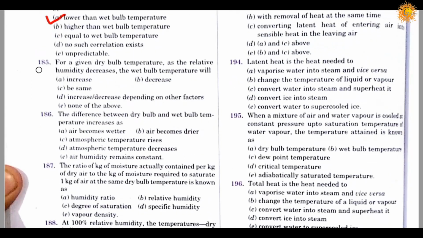Question number 185. For a given dry bulb temperature, as the relative humidity decreases, the wet bulb temperature will: option A, increase; option B, decrease; option C, be the same; option D, increase or decrease depending on other factors; option E, none of the above. So the correct answer is B, it will decrease.